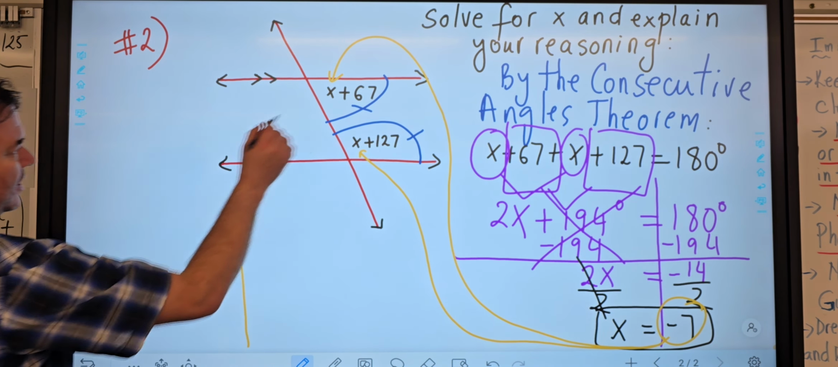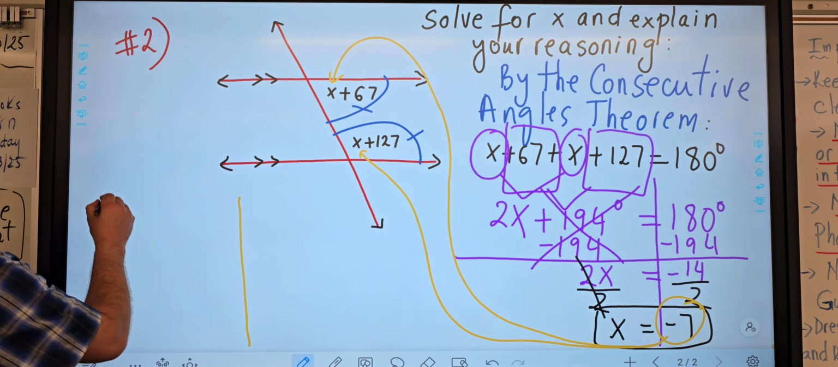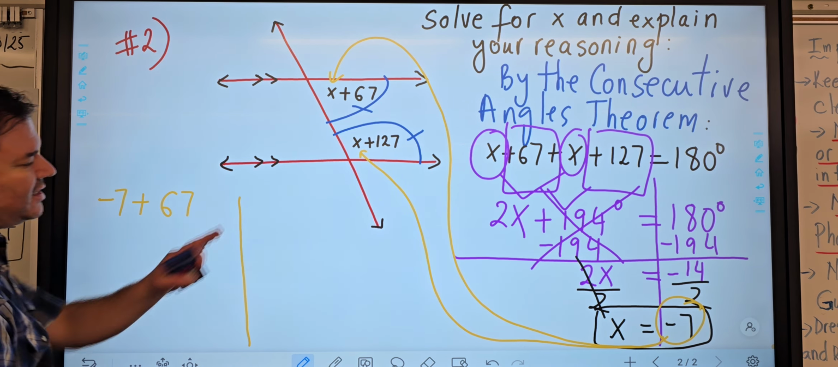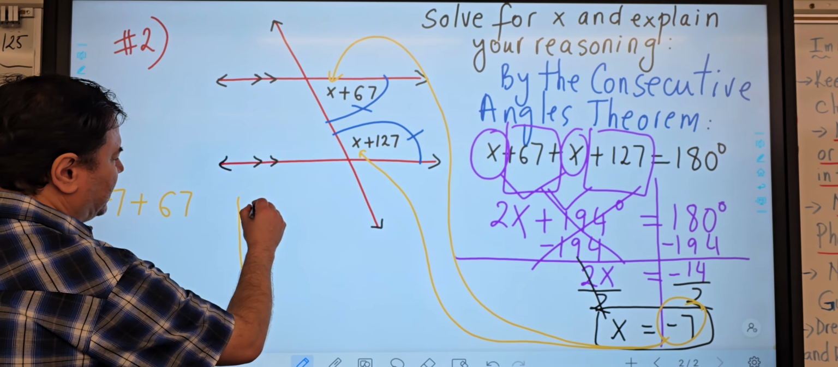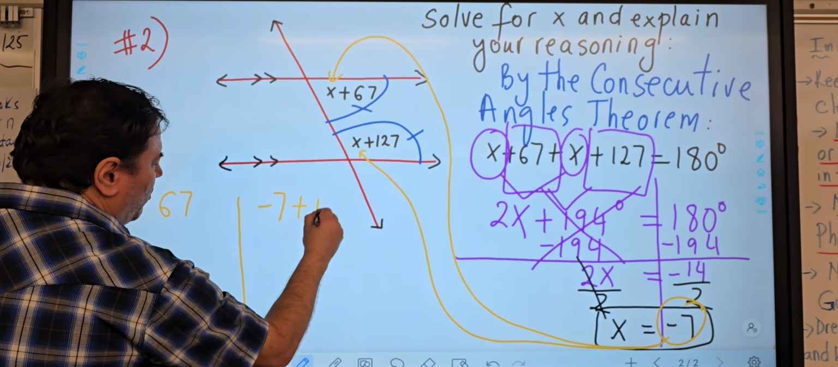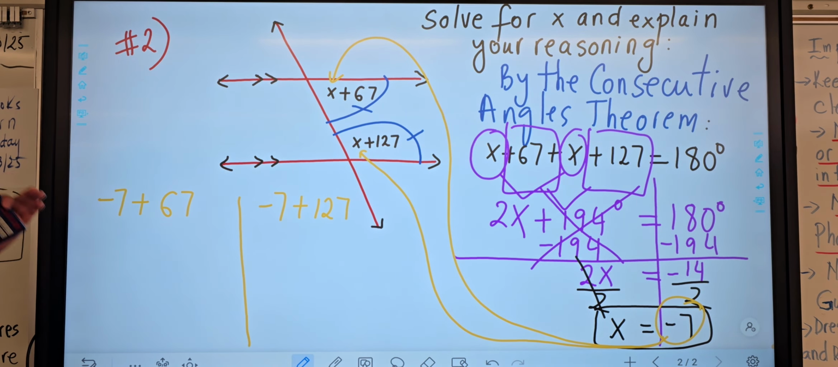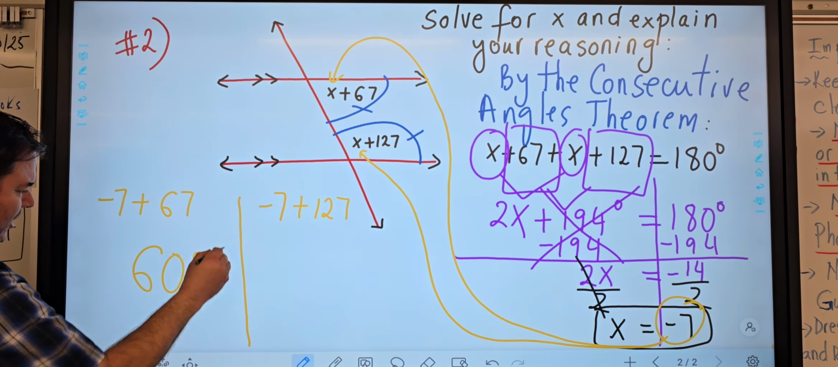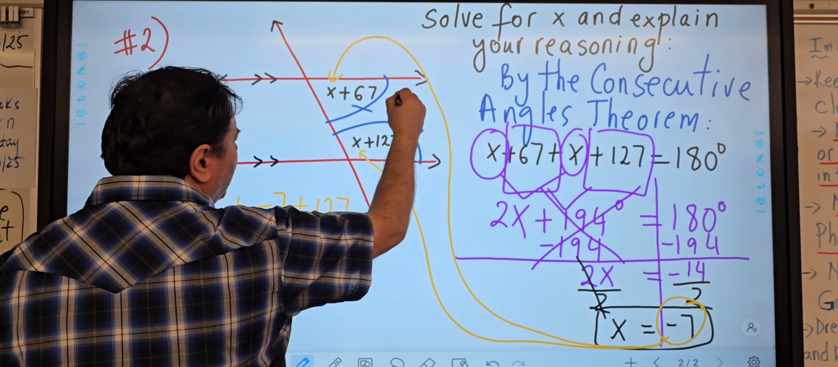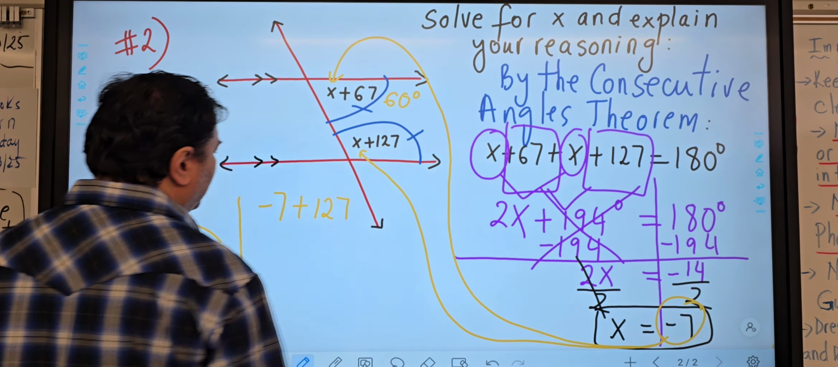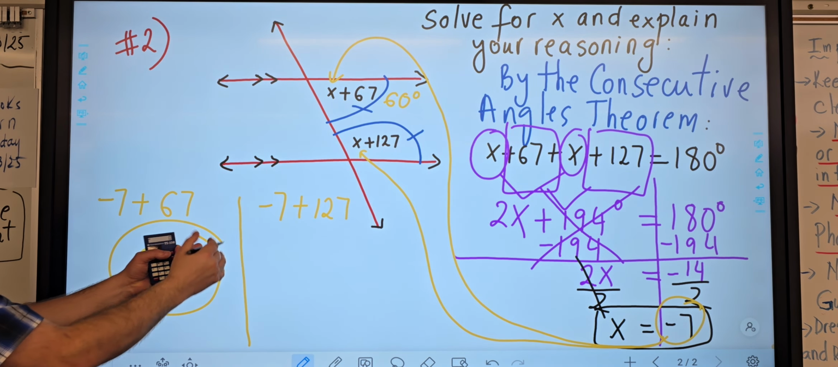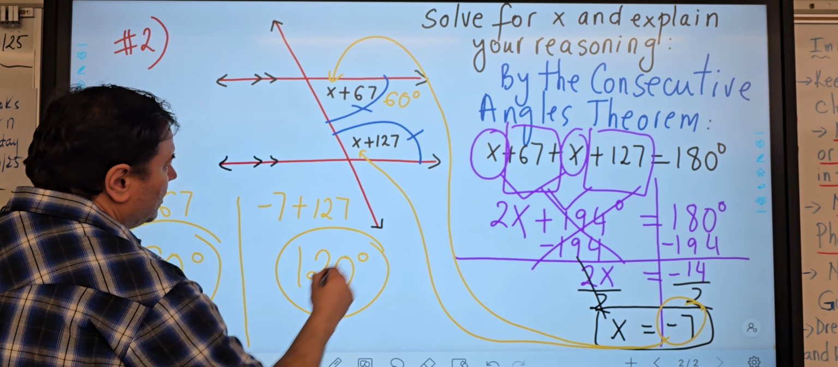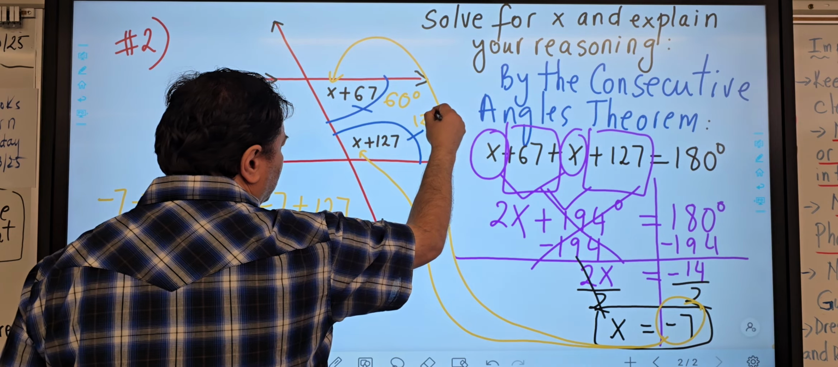Let's see what we get. For the top one, instead of x, we are going to put negative 7 plus 67. And the second one, instead of x, negative 7 plus 127. Of course, negative 7 plus 67 becomes 60 degrees, right? So this angle here is 60 degrees. And the other one, 127 take away 7, is 120 degrees. This one is 120 degrees.